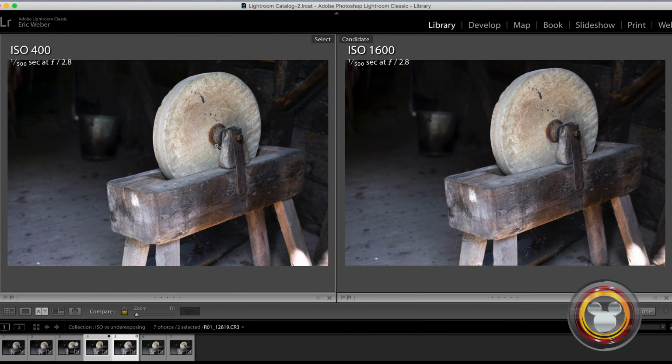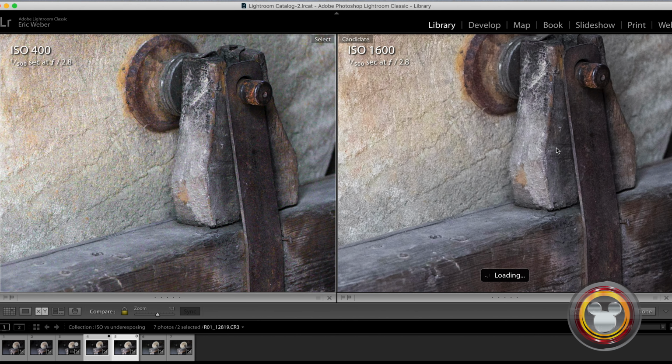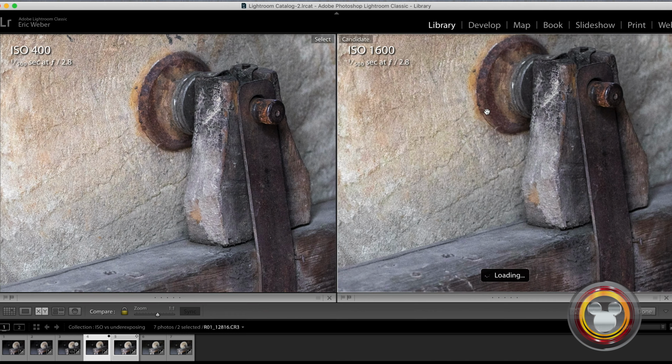So let's dig in a little bit closer to see what they look like up close. And you can see at ISO 1600, you're starting to get a little bit of grain in the texture and detail here. But really not much of a difference at all between these two in the in focus texture section in the middle here.